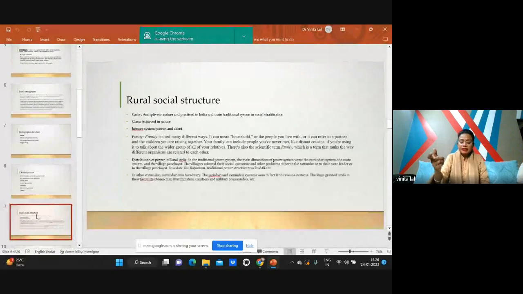The interdependence between castes is obtained in two ways. Castes provide goods and services to others in exchange for payment in kind or cash. That is the Jajmani system. Jajmani has two classes, client and patron.